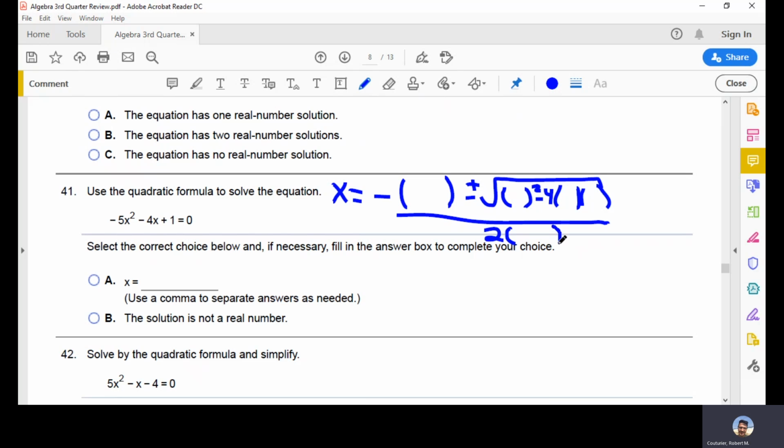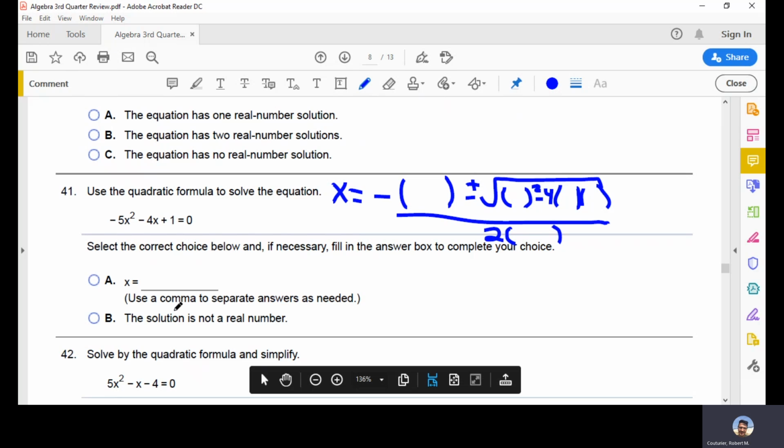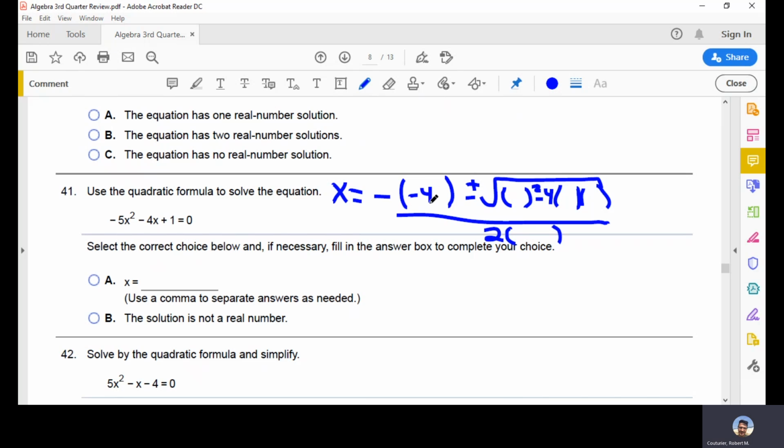Guys, these are the ones that can take a little bit of extra work. Be careful. Read the whole problem. It says use commas to separate your answers as needed. Notice it does not say round, so we should get whole numbers. They usually give that away for us, okay? So be careful. B is -4. It's the opposite of B, and then there's another B in here. A is -5. And C is 1. So we calculate this discriminant first.